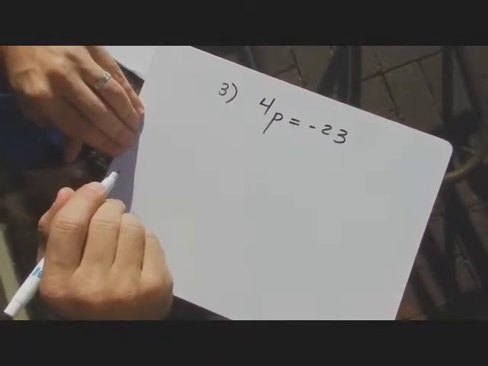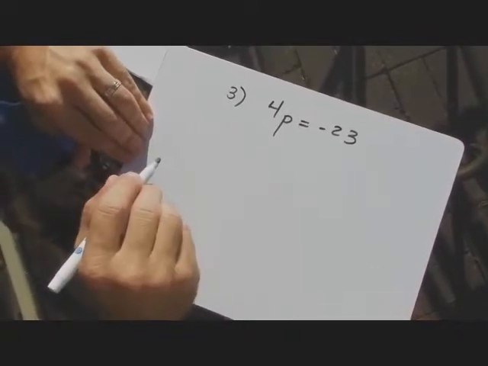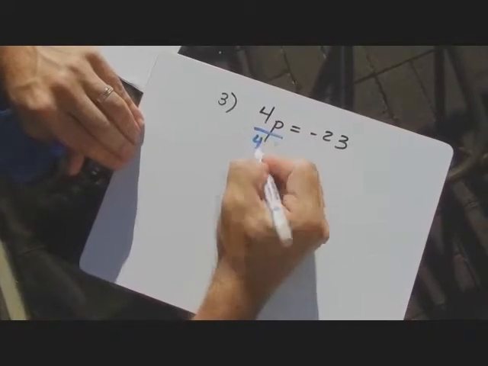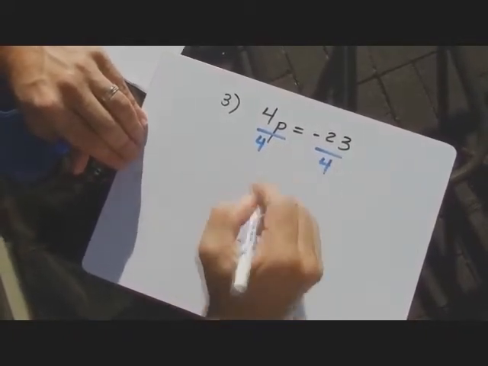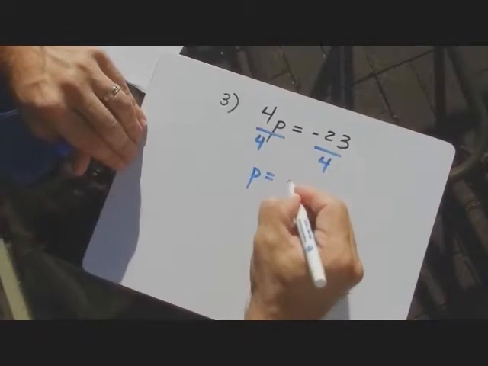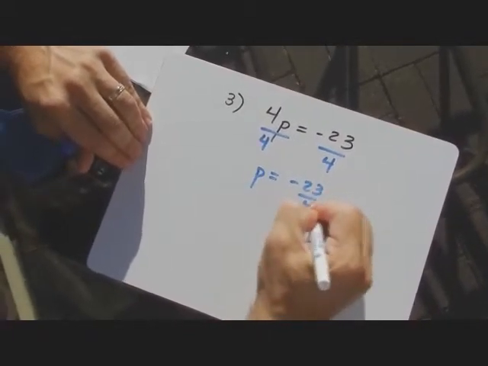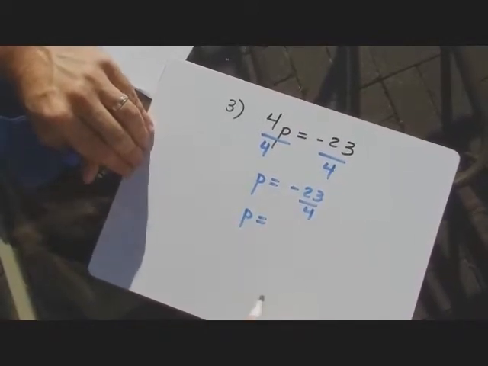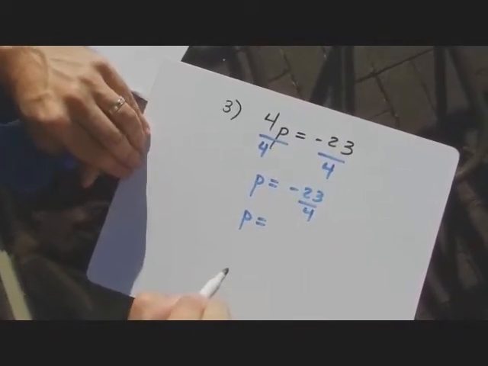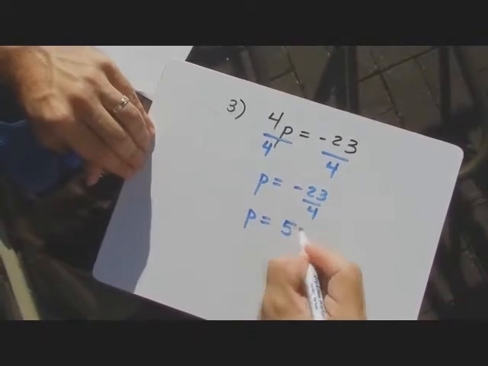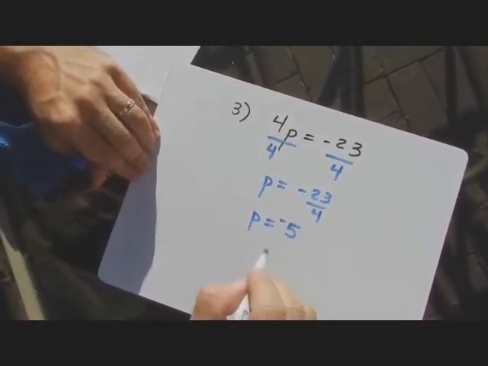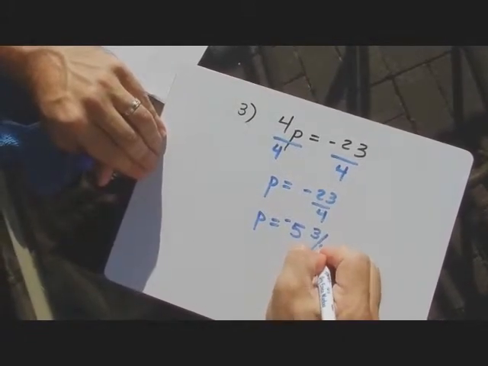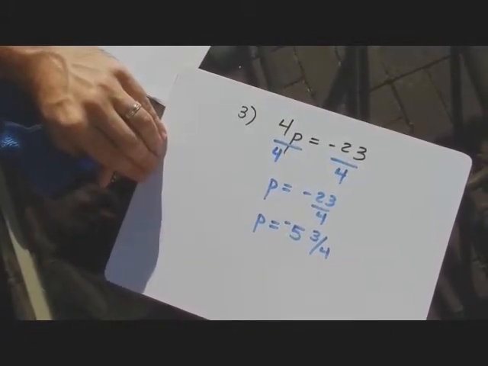Welcome to problem 3. This time we have 4 times p, so we must undo that multiplication by dividing both sides by 4. And we wind up with p equals negative 23 over 4. That's a legitimate answer, but we can make that into a mixed number by saying 4 goes into 23 5 whole times, still negative, but 5 times 4 is only 20, not 23. So we'll have 3 left over with a 4 underneath. Final answer, negative 5 3/4.